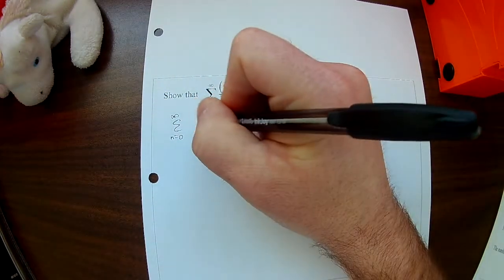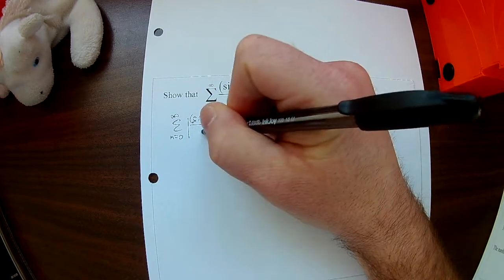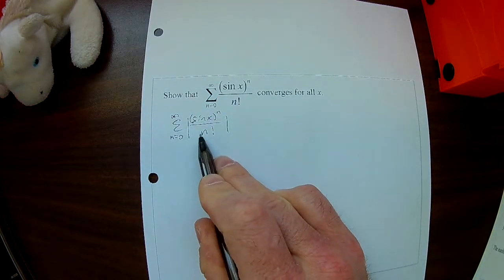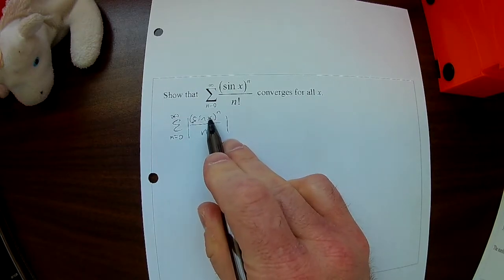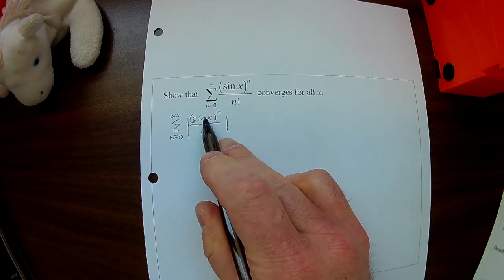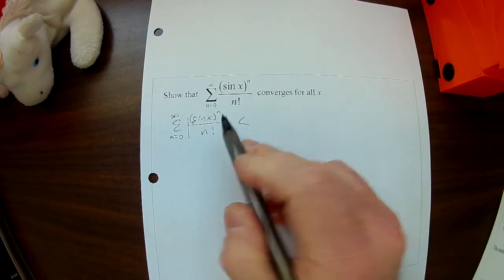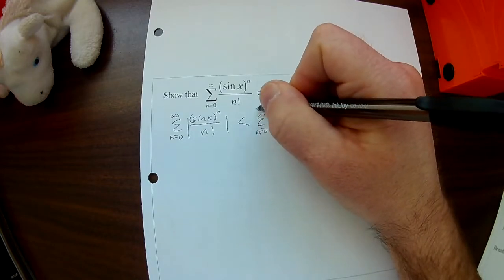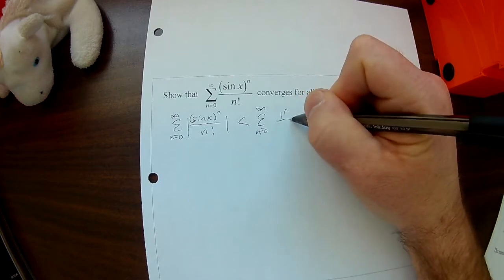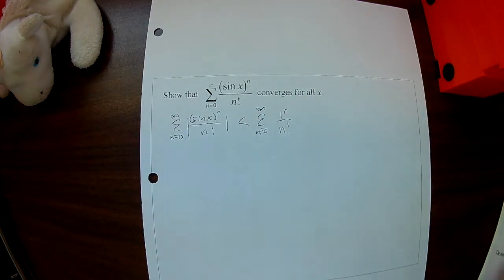summation from n equals 0 to infinity of the absolute value of sine of x to the nth over n factorial. Well, I take the absolute value, and since this is between -1 and 1, this quantity, sine of x, now, since I'm taking the absolute value, has to be less than or equal to 1. So I'm actually saying my numerator is smaller than 1, so the whole fraction is going to be smaller. I have summation from n equals 0 to infinity of 1 to the nth over n factorial. And I know I don't need to actually put 1 to the nth. 1 to the nth is just 1.